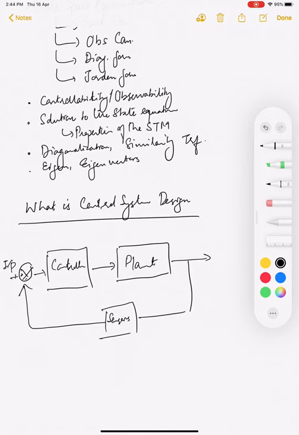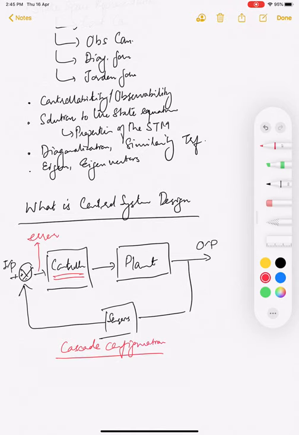So here goes your input, this is your output, this is the plant or process that you want to control, this is your controller that you're trying to design, and this part is your error. Your controller basically acts on the error that is generated when the desired output, which is the input, is subtracted from the output. This kind of control is the simplest one, in which you put the controller just in cascade with the plant, a cascade configuration.